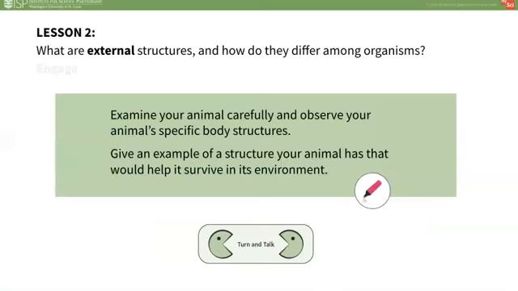In the engage portion of this lesson, students will work in small groups to individually observe a small plastic animal and note their animal's specific body structures. Ask students to turn and talk to give an example of a structure their organism has that would help the organism survive in its environment. Next, ask them to work together as a class to group their animals into categories based on these structures.